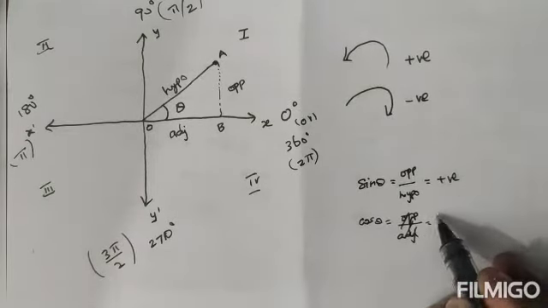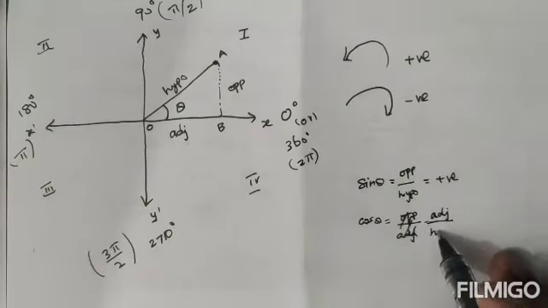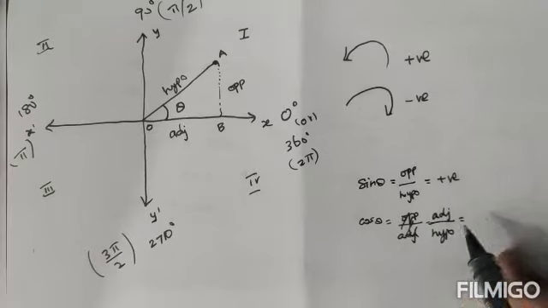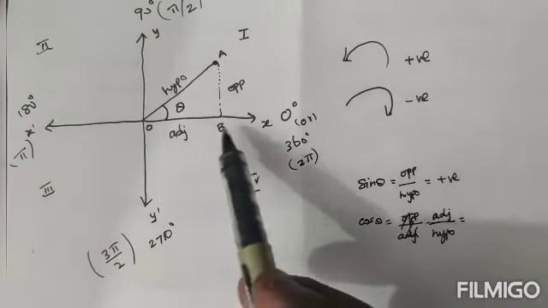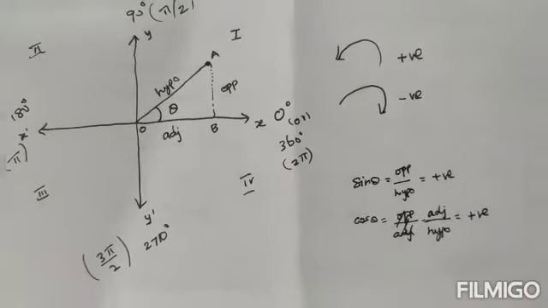Cos theta, you know, that is adjacent side divided by hypotenuse. So adjacent side, this is also positive x-axis only, so here the cos theta value also positive.